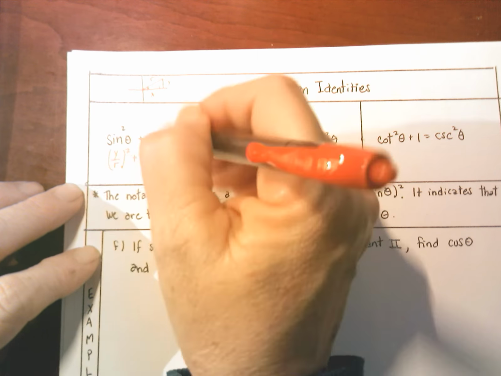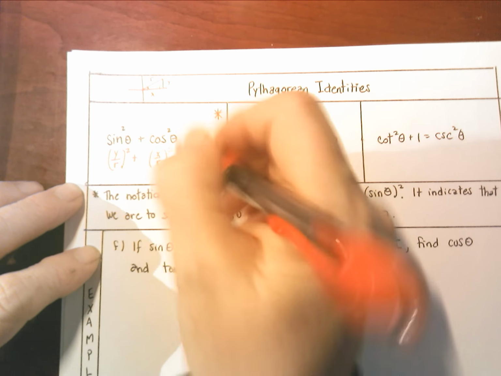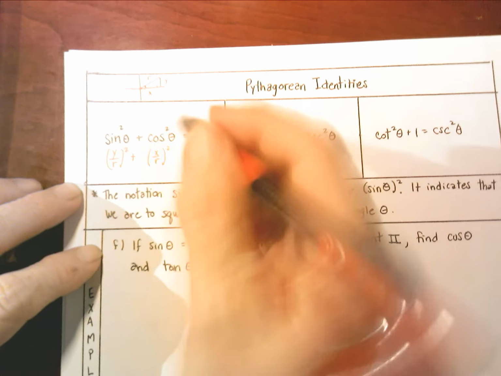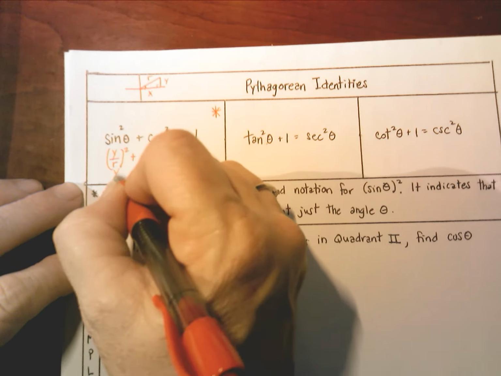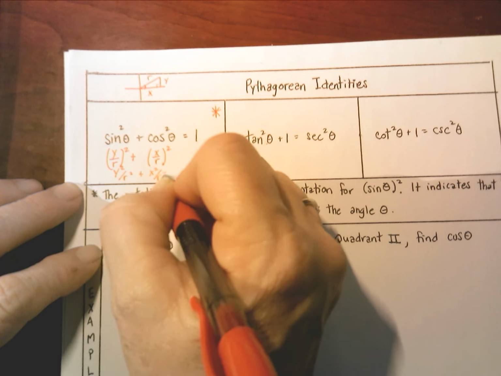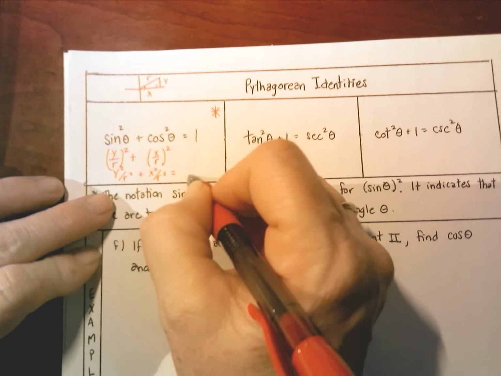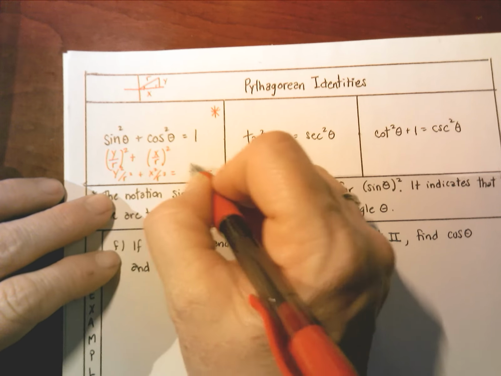and the cosine x over r squared. All right, and so if we squared the top and bottom, this would be y squared over r squared plus x squared over r squared. And then we can add these together since they have the same denominator. The numerator would be x squared plus y squared or y squared plus x squared.